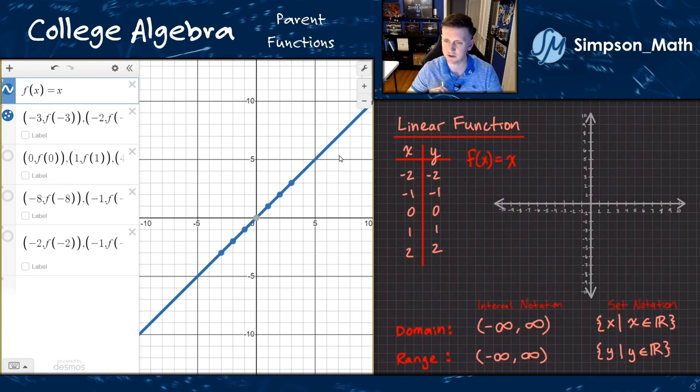I need to graph it. I'll do that in just a second. And then we have our domain and range down there. I'll talk more about how that domain and range works and all those funny symbols in just a second. But let's go ahead and get this graphed.